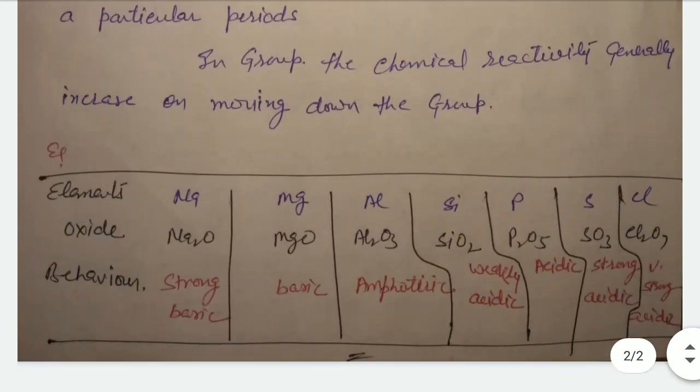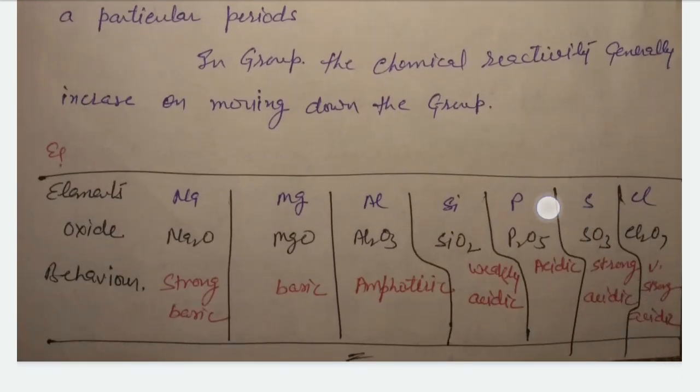This table indicates some elements, their oxides and their behavior. The elements are sodium, magnesium, aluminum, silicon, phosphorus, sulfur and chlorine. The oxide behavior is: sodium strongly basic, magnesium basic, aluminum amphoteric, meaning neither purely acidic nor basic.